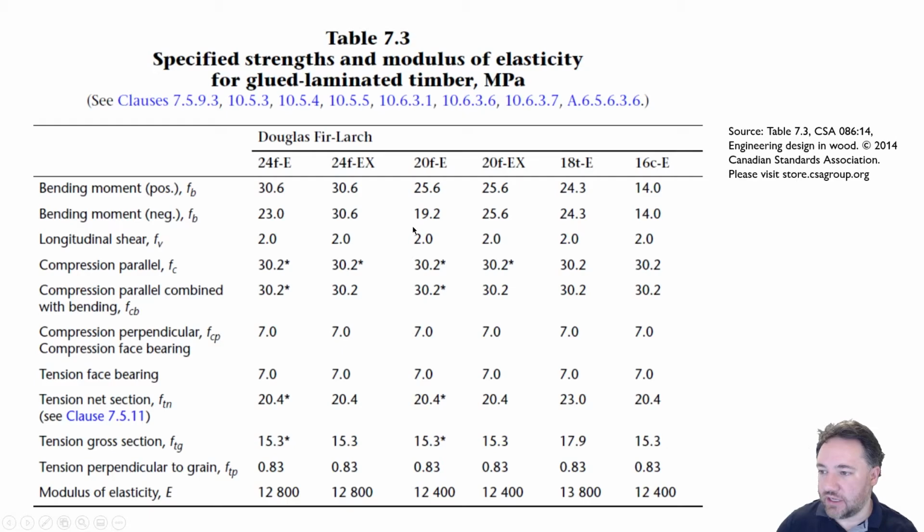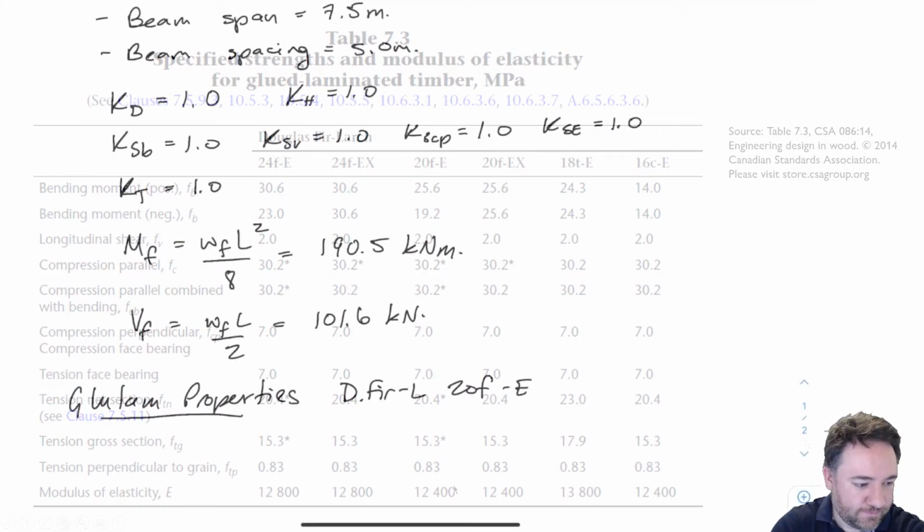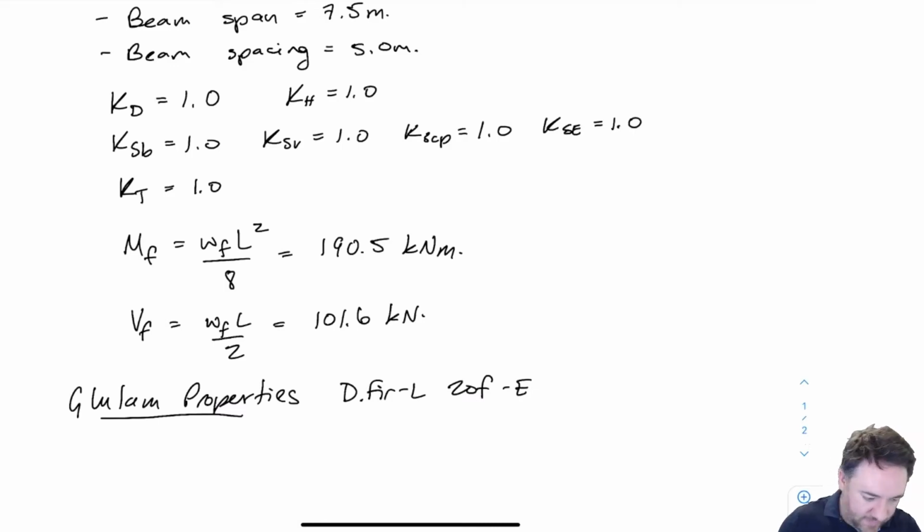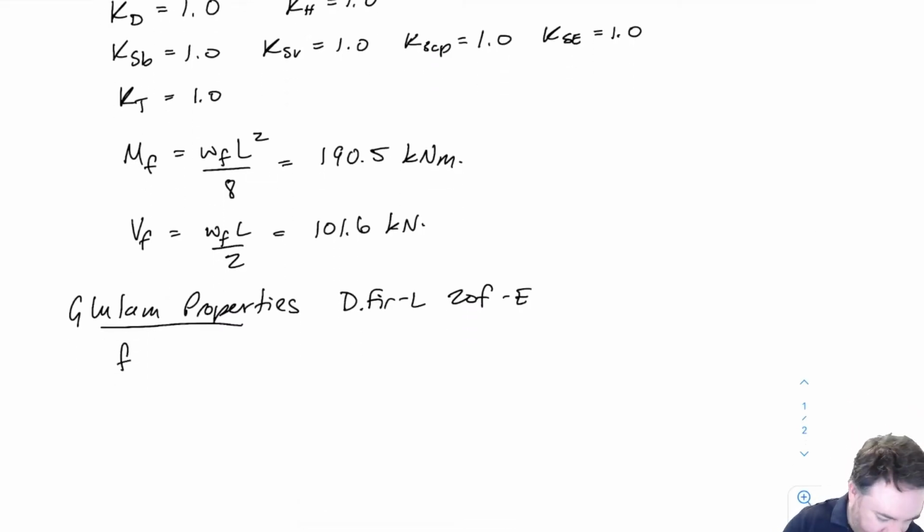We're going to need longitudinal shear. We're not going to need compression parallel, but we will need compression perpendicular for our bearing supports. We are going to need our modulus of elasticity. We'll see what we're going to do with bearing when we get there. But for now, we're going to write down all these numbers. I'm just picking them out from the table: 25.6, 2.7, and 12,400. So we have FB.